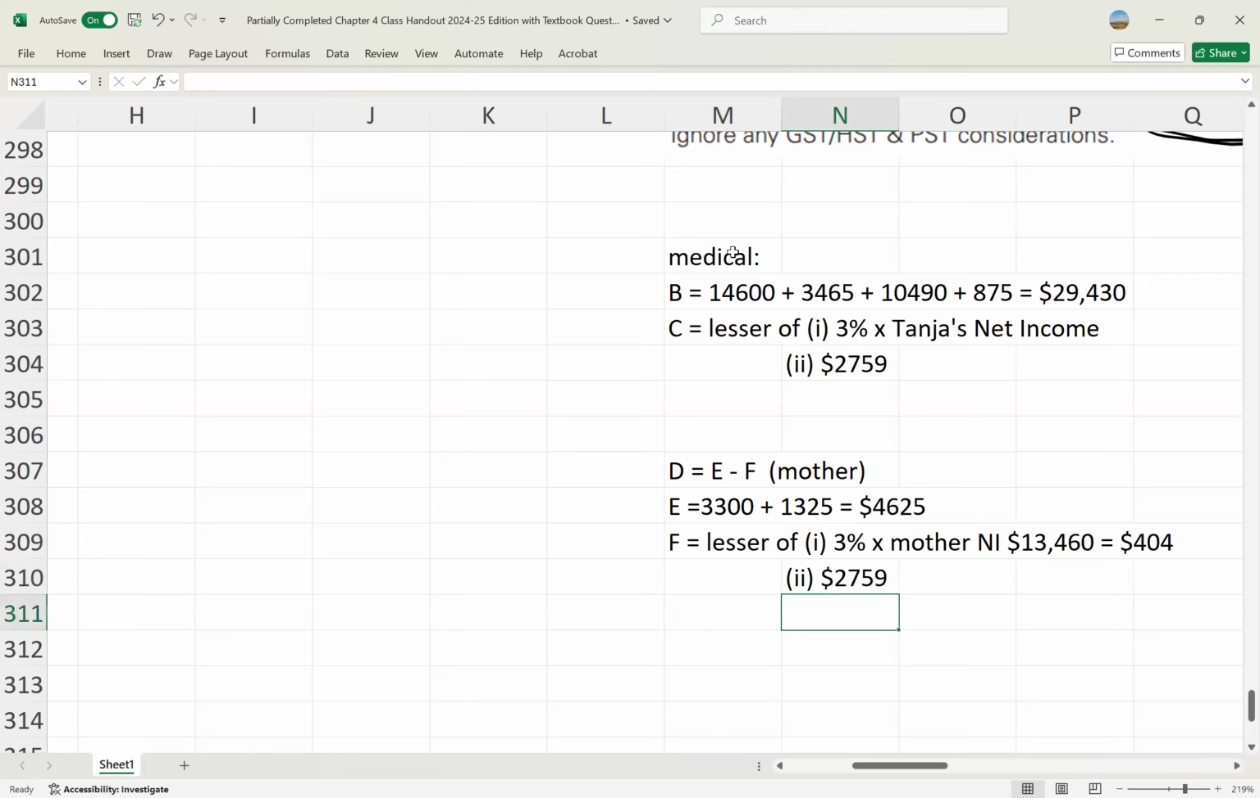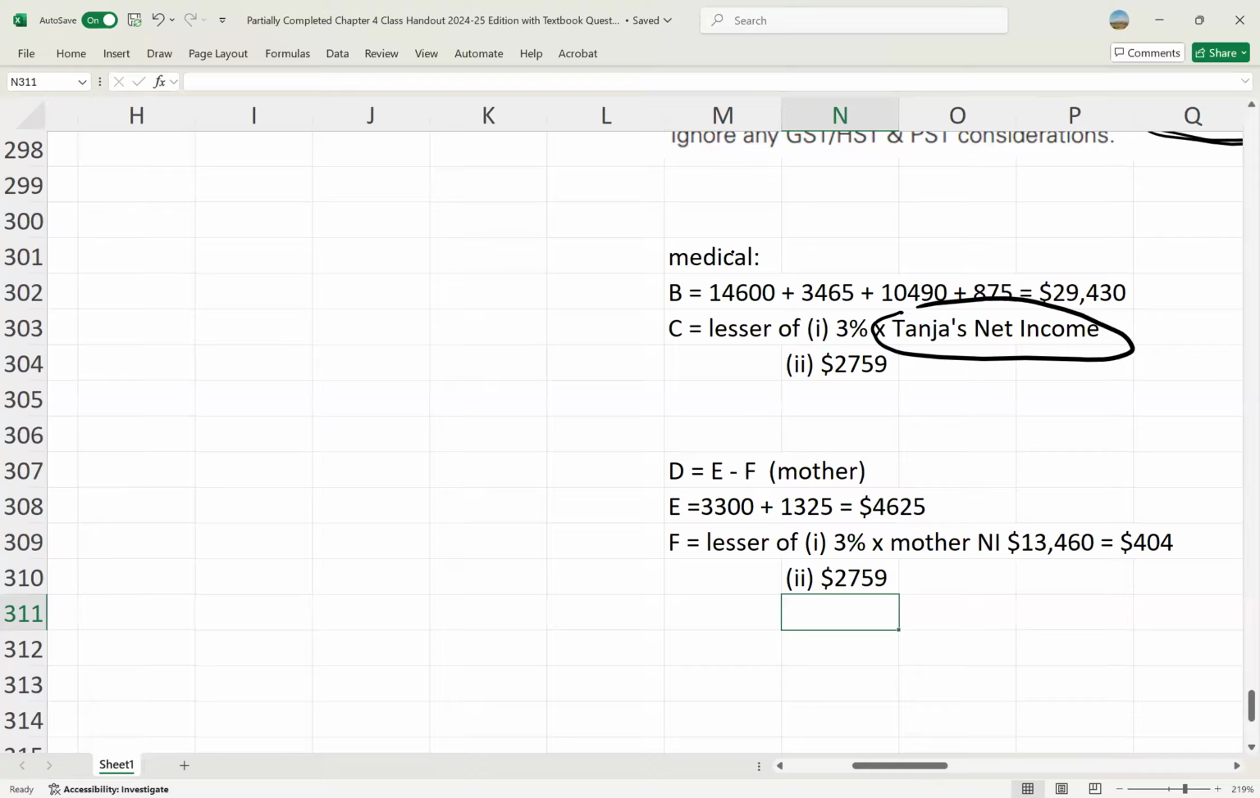So we'll come back and finish this because the one thing that we're still missing is we haven't calculated Tanya's net income yet. But that's sort of how it works. B minus C is for B would be the taxpayer, the spouse, and children under 18. D is for any medical expenses the taxpayer pays for dependents that are over 17, in this case, the mother.